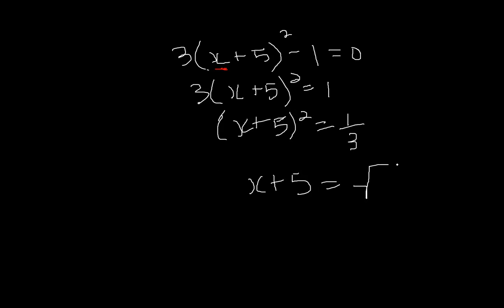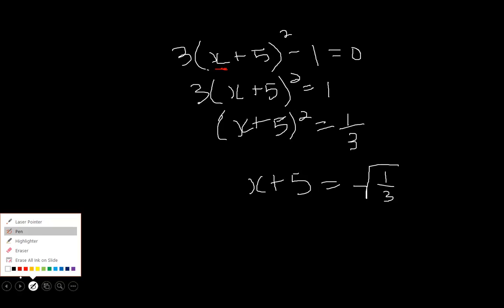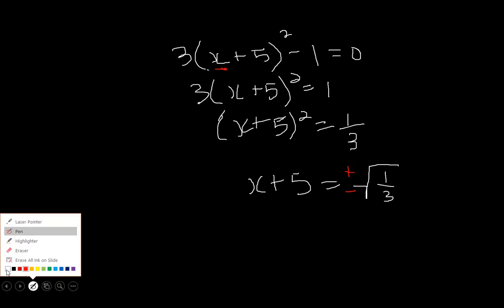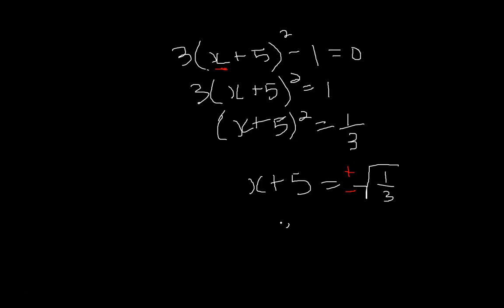square root. But remember, I told you whenever square rooting, unless they say otherwise, like they say x is only positive numbers or natural numbers, whole numbers, when square rooting a number it is always plus or minus. So the next thing I would do, I will minus 5 from both sides. So that means that x is equal to plus or minus the square root of a third minus 5.